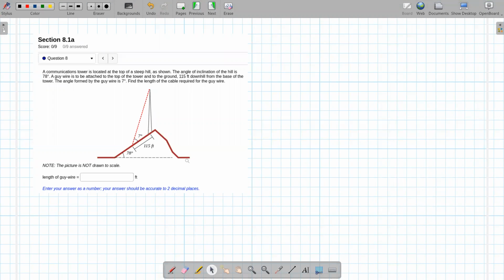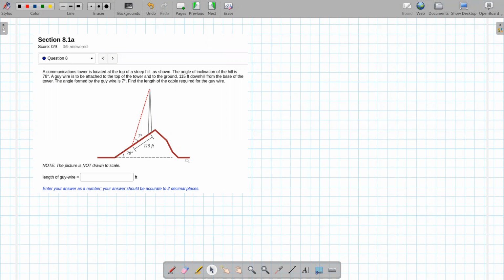Okay, so a communications tower is located at the top of a steep hill shown below. And that picture is not drawn to scale. Clearly that isn't 78 degrees and that's not 7 degrees. Okay, so it's not drawn to scale. The angle of inclination of the hill is 78 degrees.